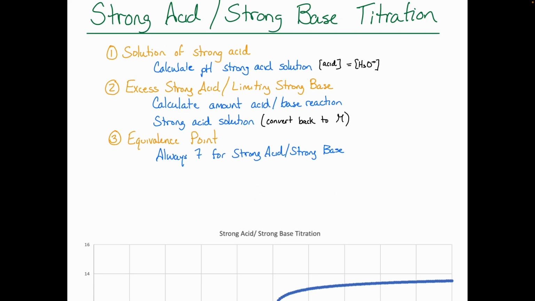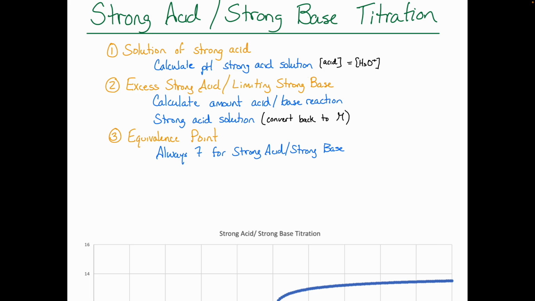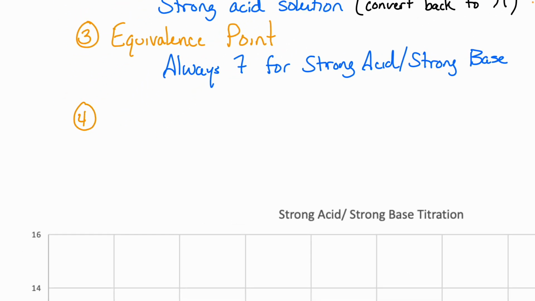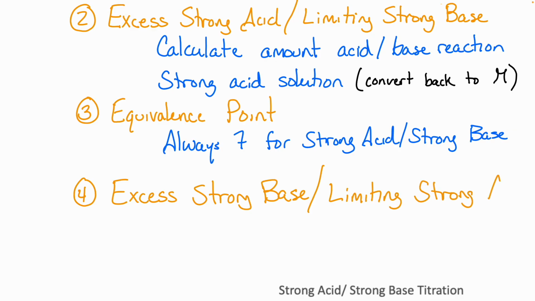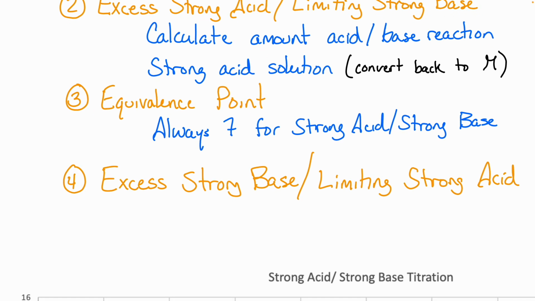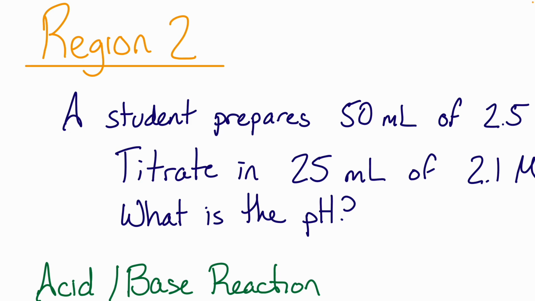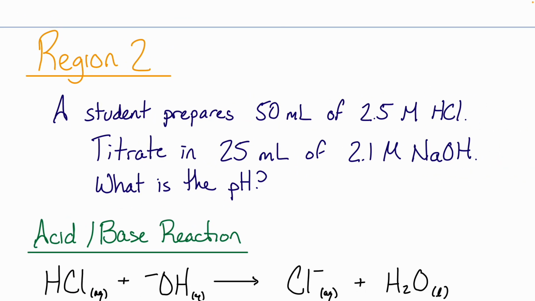Let me make some room. Our region 4. This is now where we have an excess of strong base. And that's limiting amount of strong acid. Okay, so we're going to do our region 4 calculation here.